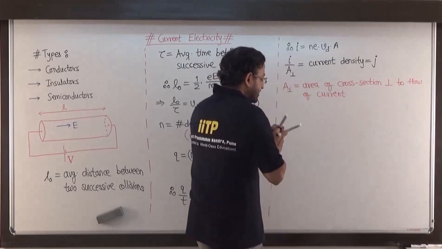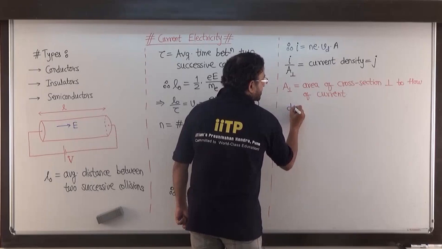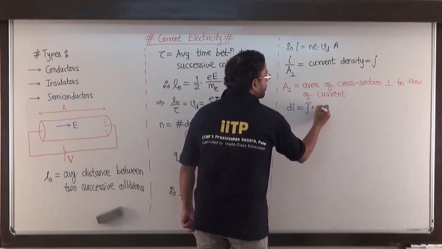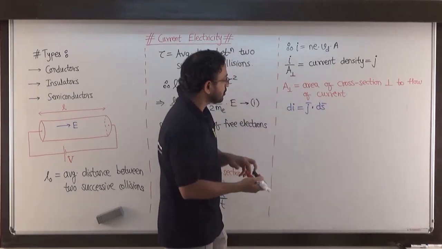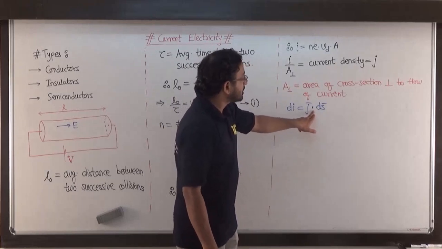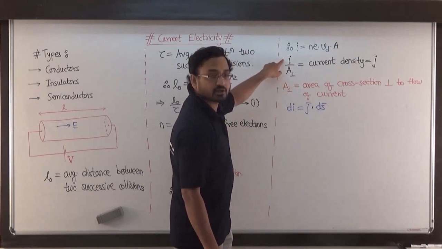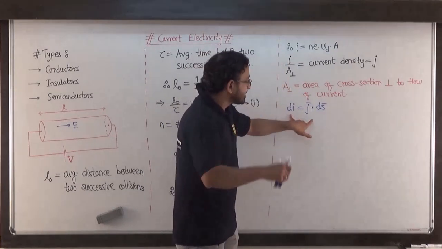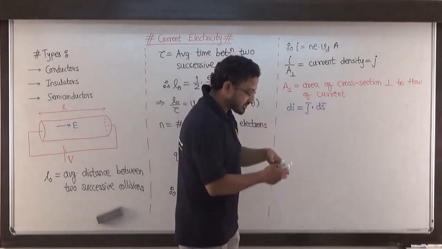And thus, in other words, if I want to figure out how much current is flowing through a small area, then dI will always be obtained by J dot dS, where dS is the surface area vector. That dot product must be there. The dot product will ensure that the area we are taking is perpendicular to the flow of current. So dI, a small current passing through some area dS, is always obtained by J dot dS.